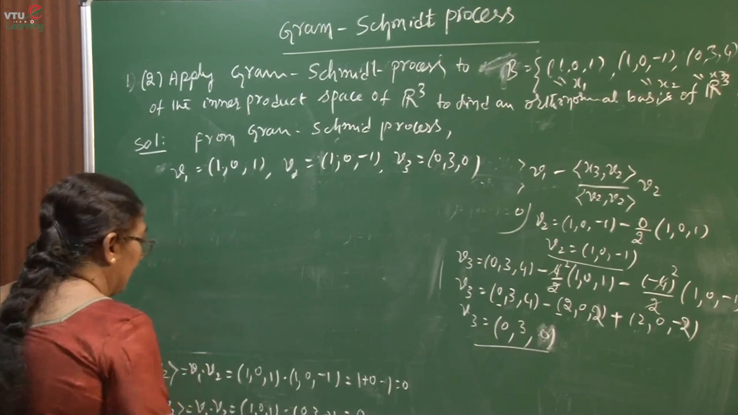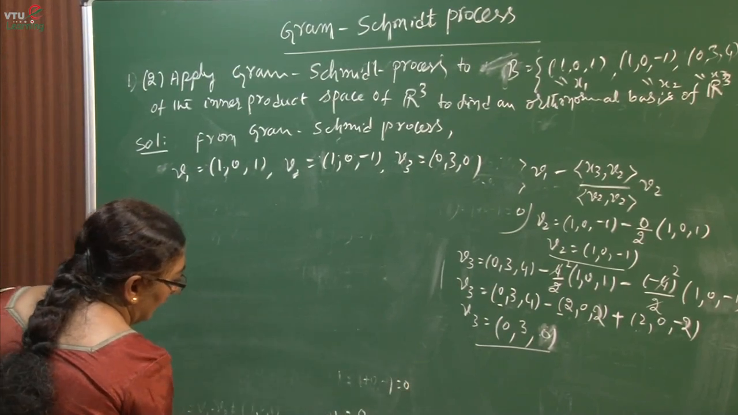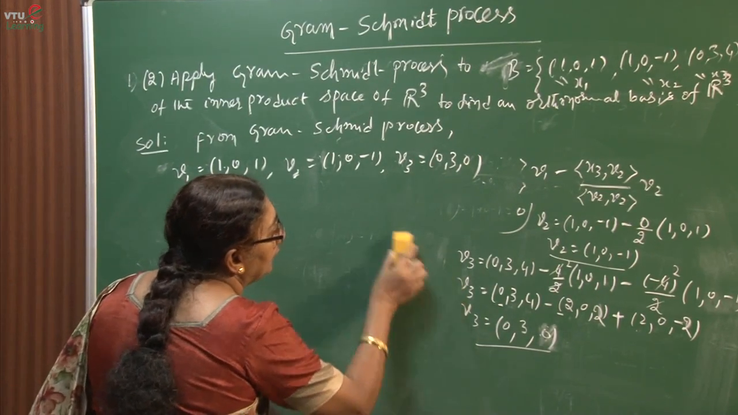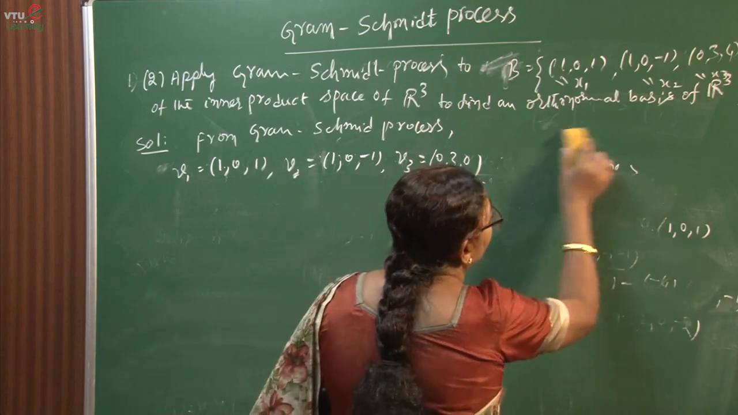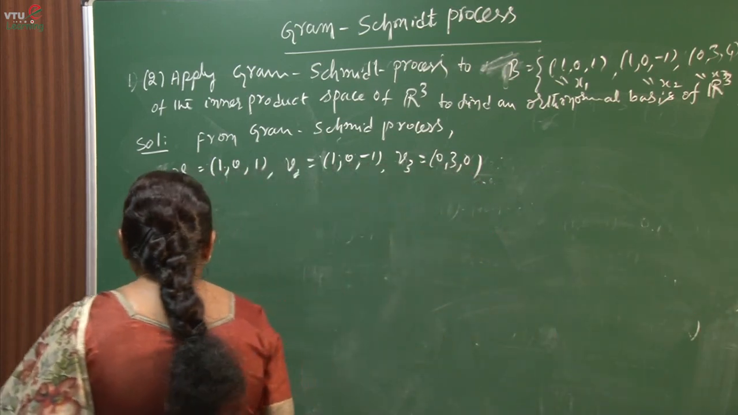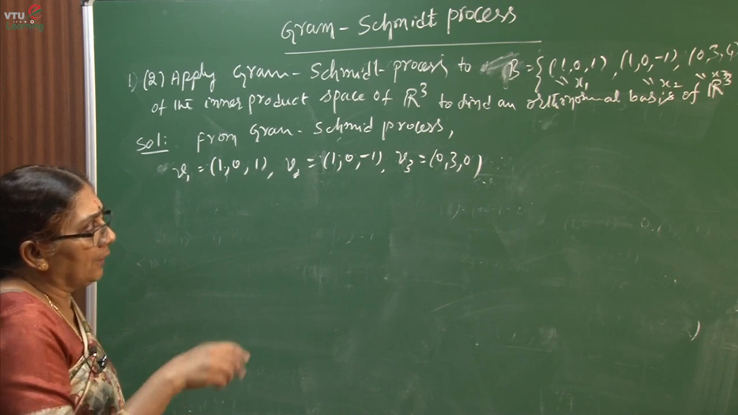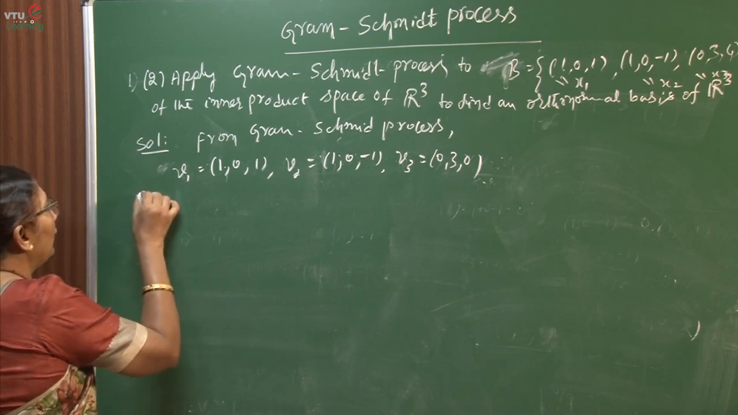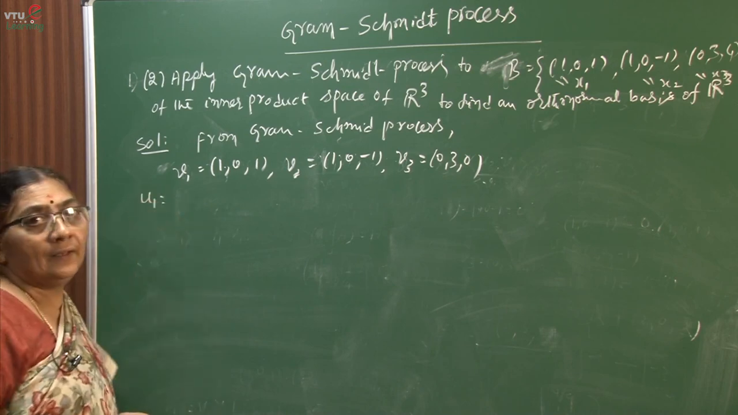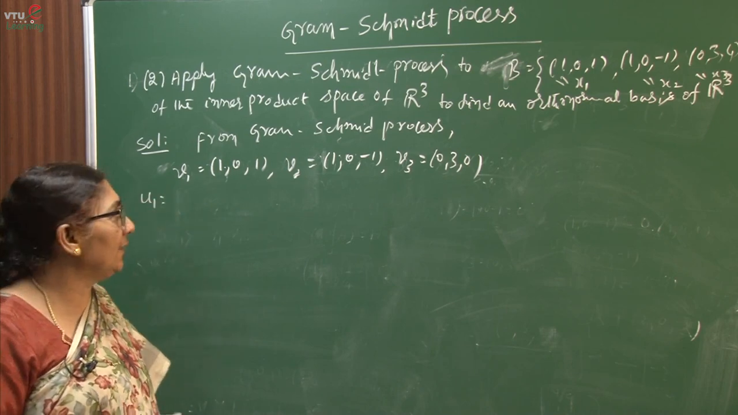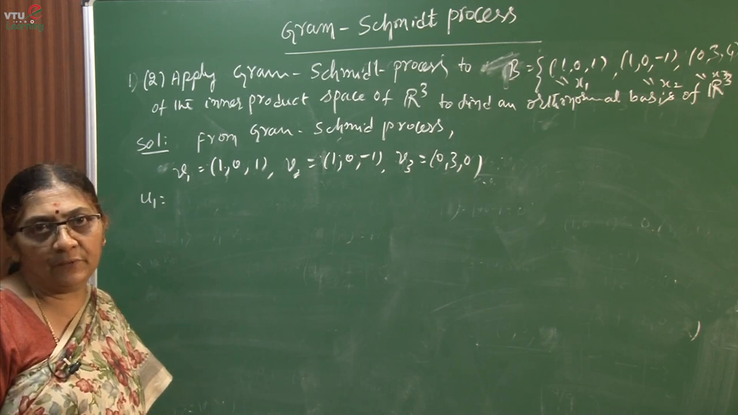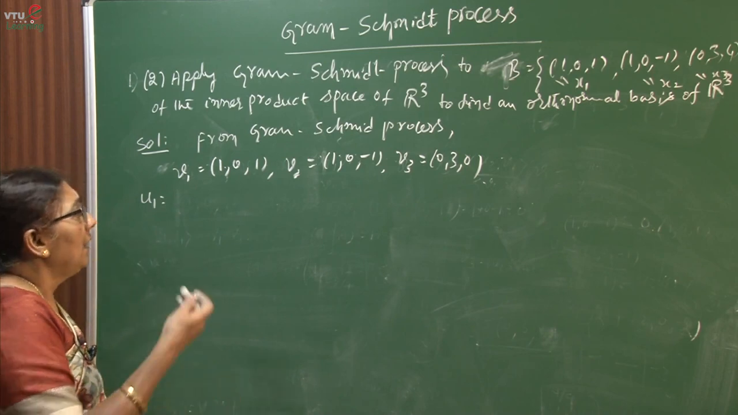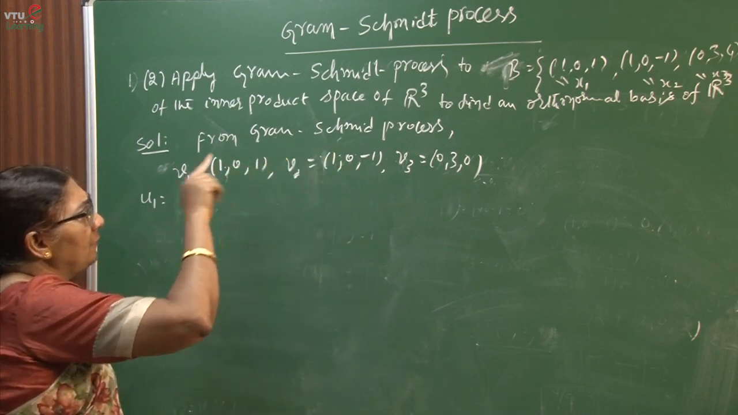The next is, I have to verify whether it is an orthonormal set of non-zero vectors or not. Therefore, what we are going to do, I have to normalize. While normalizing, we use some new vectors. We can't take v1, v2, v3, we are going to get confused. Take u1, u2, u3, any vectors other than x1, x2, x3, v1, v2, v3.